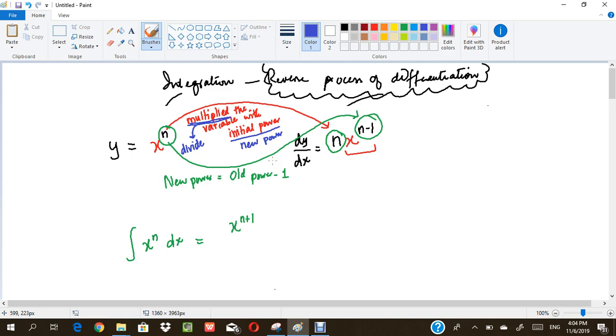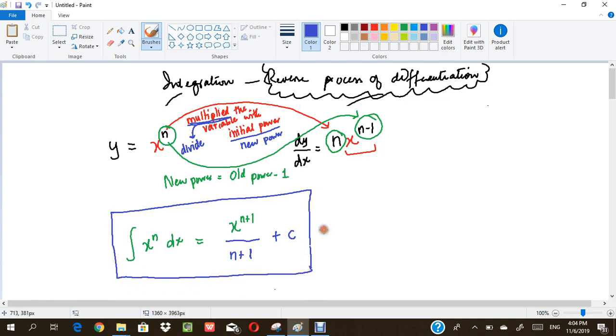Right. So while obtaining the integral of this function, what we'll do is divide this by the new power, which is, as we can see, a total opposite of what we did in differentiation. Right. So this is the algebraic part here, and then we add the constant of integration. Right. So this is the first and the most basic formula.